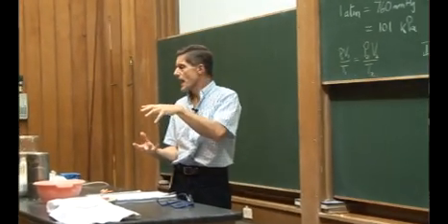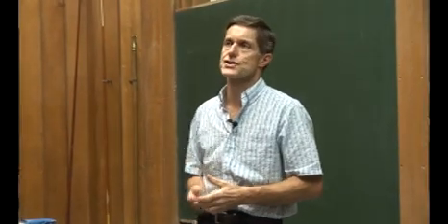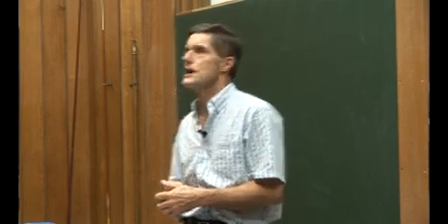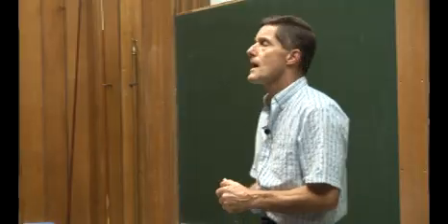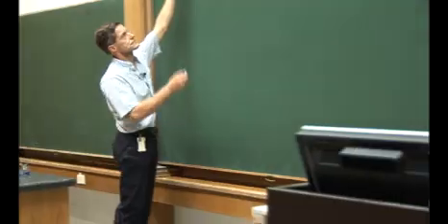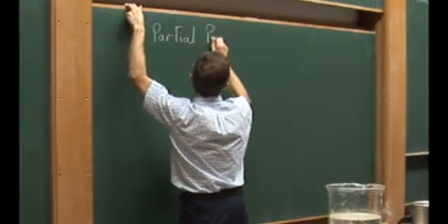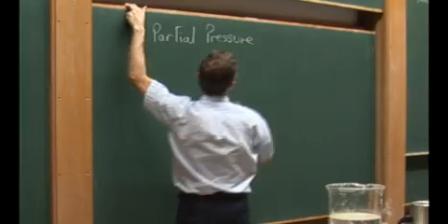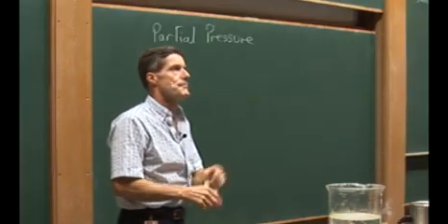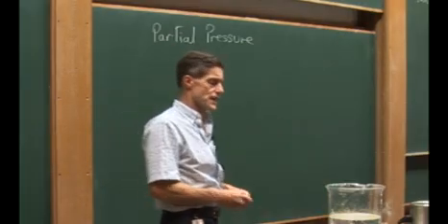We next have to think of how we deal with a mixture of gases such as the gases in the atmosphere. We know that the atmosphere is about 80% nitrogen, 20% oxygen. And what we use is a concept called partial pressure. Partial pressure is the pressure exerted by an individual gas if it was in that container on its own.